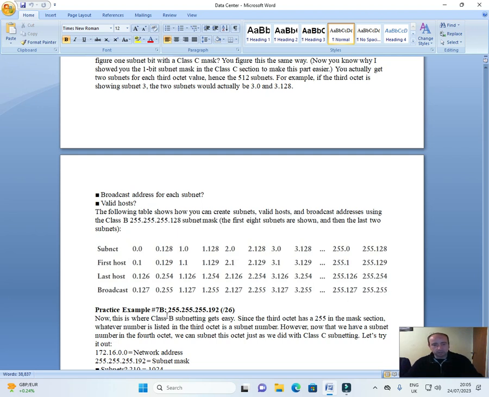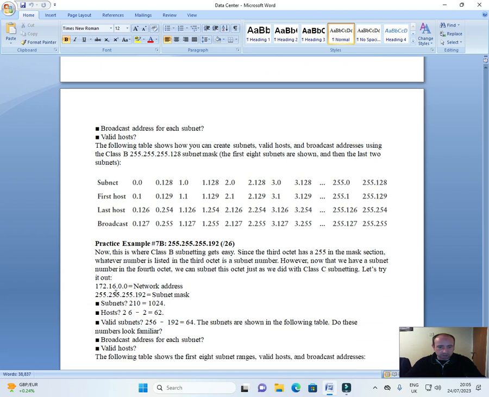Practice example 7b: 255.255.255.192/26. Now this is where Class B subnetting gets easy, since the third octet has a 255 in the mask section. Whatever number is listed in the third octet is a subnet number. However, now that we have a subnet number in the fourth octet, we can subnet the fourth octet just as we did with Class C subnetting. Let's try it out.